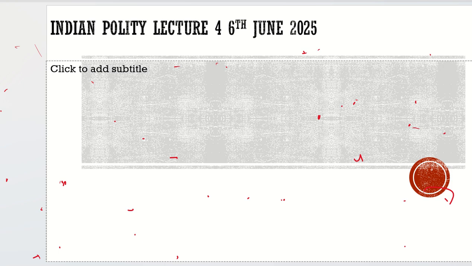Now let's see. Let me check. Are there only these four ways mentioned in the Citizenship Act of 1955? Let's first repeat them: by birth, by descent, by registration, by naturalization. No, there is one other way. What is that way? Do you know what that way is?